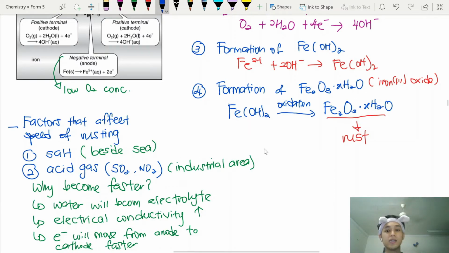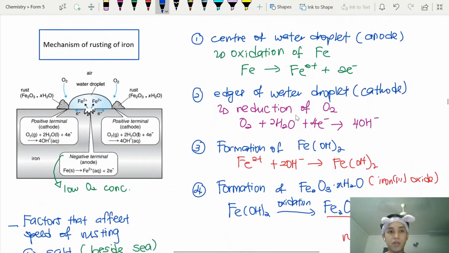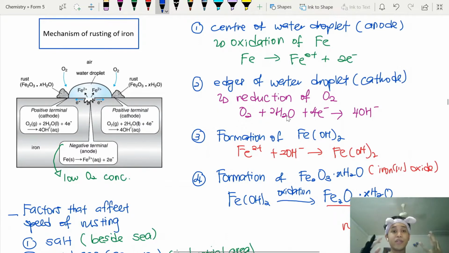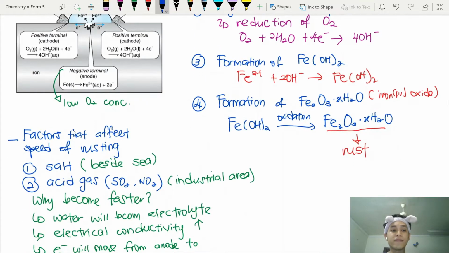So basically, those are the factors that will affect the speed of rusting. I have already summarized everything for you: the mechanism of rusting, the four stages here, and then what will affect the speed of the rusting.